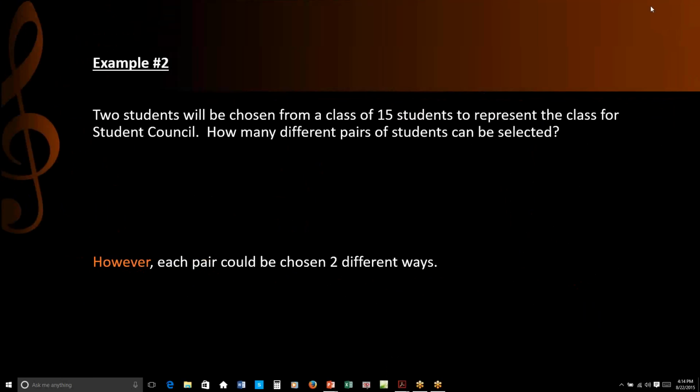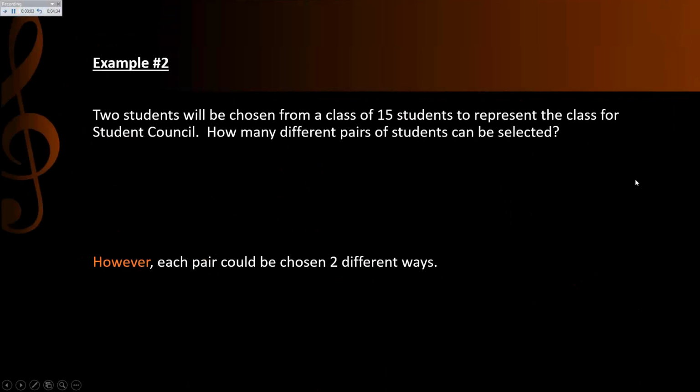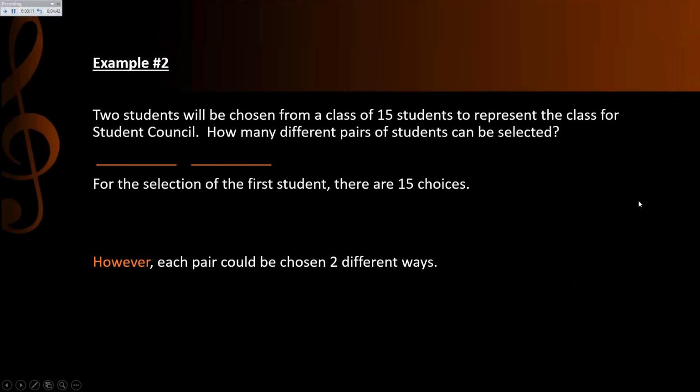Here's another example. 2 students will be chosen from a class of 15 students to represent the class for student council. How many different pairs of students can be selected? First of all, we know that we're having 2 students, so we want to put our 2 blanks there. We know that there are 15 students that we could choose from.